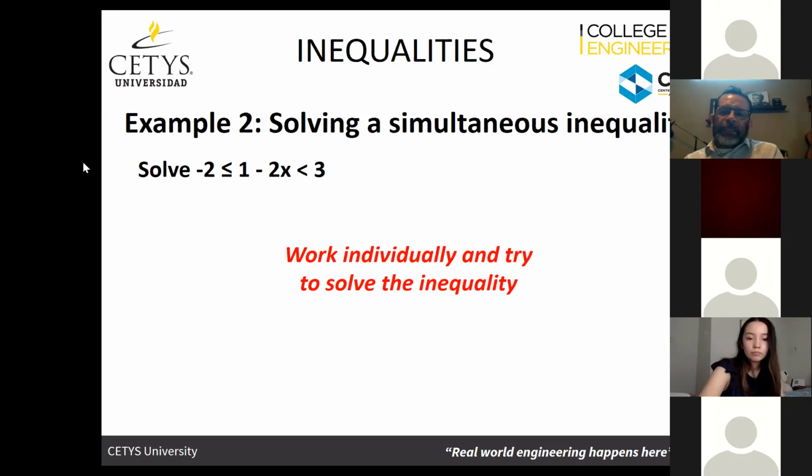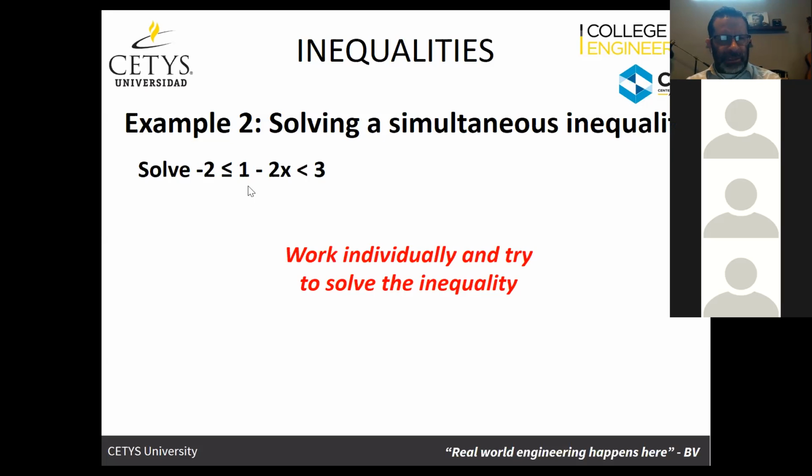Okay. Let's see how we could solve this inequality. The difference between this inequality and the last one is that in this case, this is called a simultaneous inequality. So we've got more than two values that we're comparing, and they're all related by the inequality symbol. So we've got -2 less than or equal to 1 - 2x, less than 3. There's a couple of ways in which we could do this, so I'm going to go through them and you review what you did, and we'll check it to see if you guys have any questions.